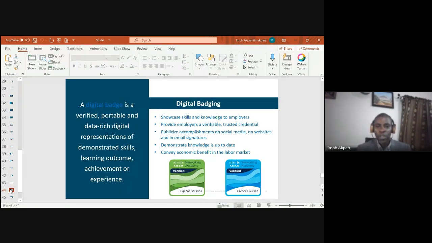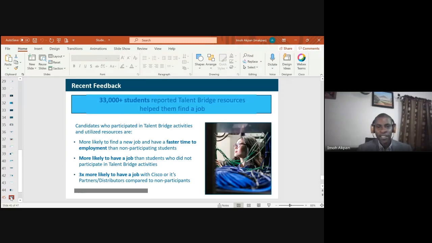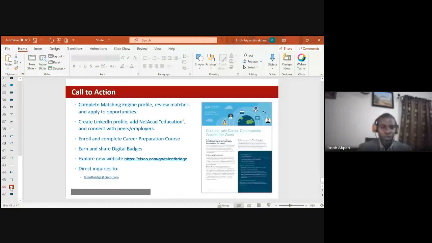Also, most of the courses that we have come with a digital badge, which they can put on their LinkedIn page, so employers can see the skills that they've acquired. So far, over 33,000 students have reported that this program has helped them to get a job. We put this program together just to get students into jobs.